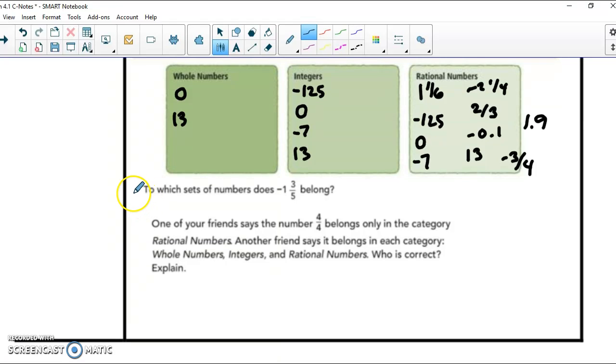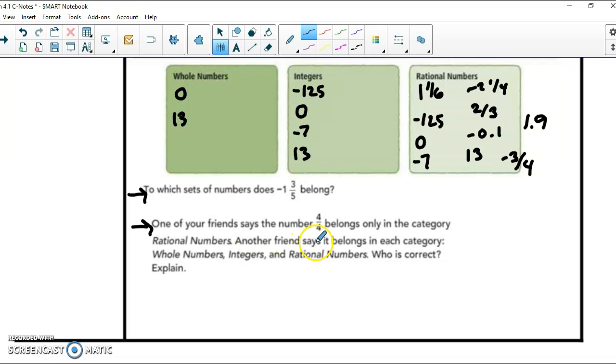So ask yourself, to which sets of numbers does -1 and 3/5 belong? Where would you place this? Would it go in all 3 categories, just 1, or maybe 2 of them? Now, one thing to consider is the version in which a number is written.